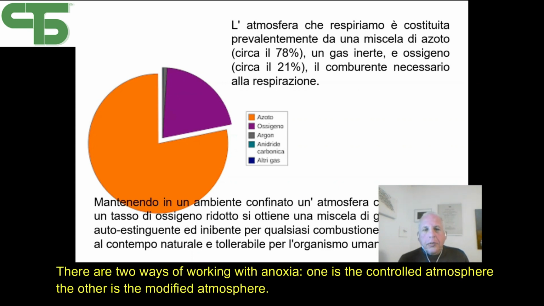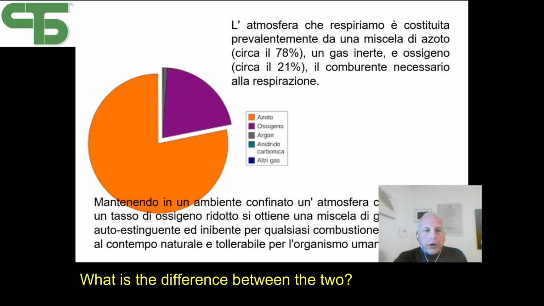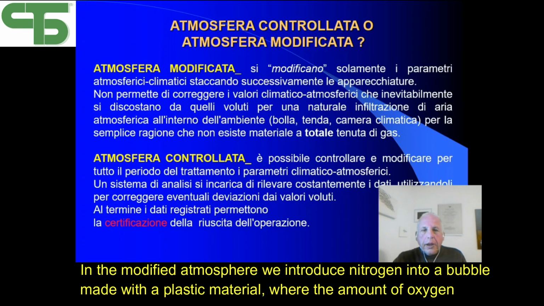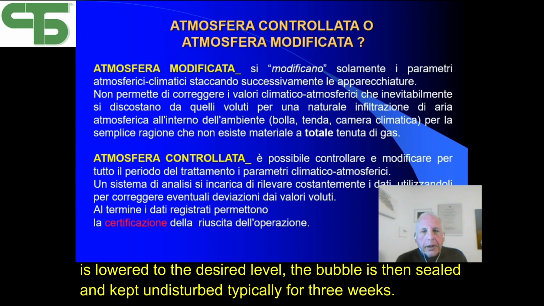There are two ways of working with anoxia. One is the controlled atmosphere and the other is the modified atmosphere. And what is the difference between the two? In the modified atmosphere we introduce nitrogen into a bubble made with a plastic material, where the amount of oxygen is lowered to the desired level. The bubble is then sealed and kept undisturbed for typically 3 weeks.